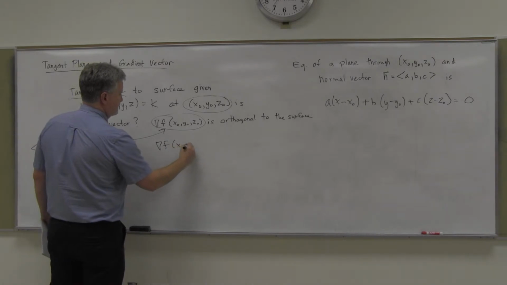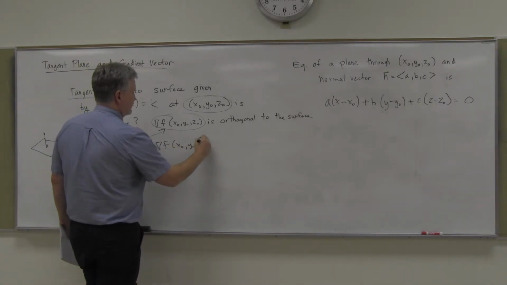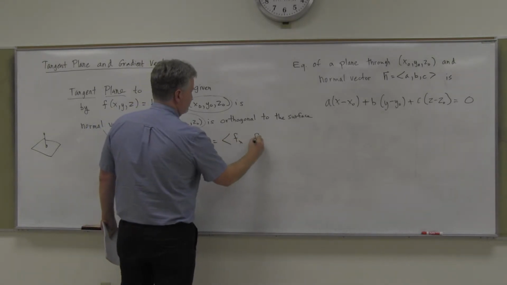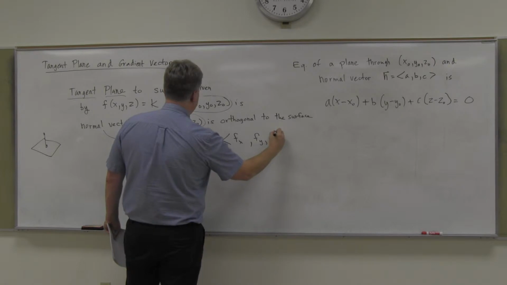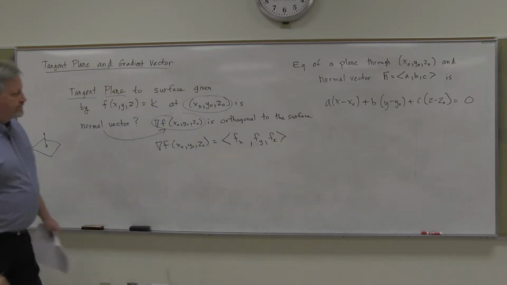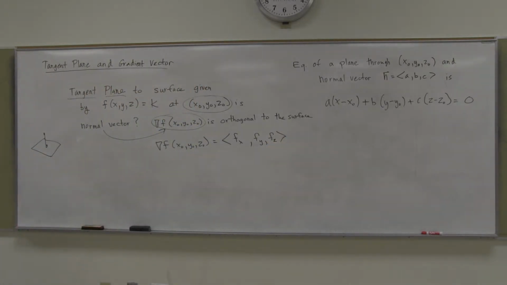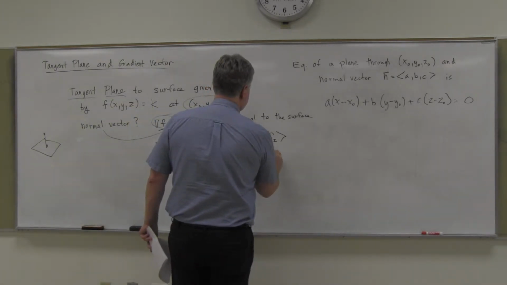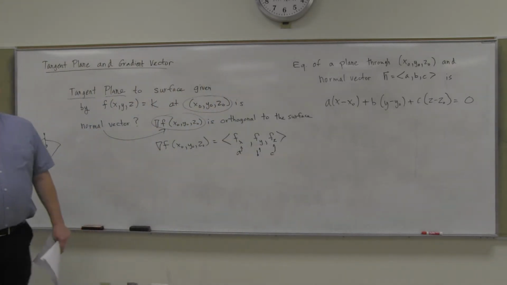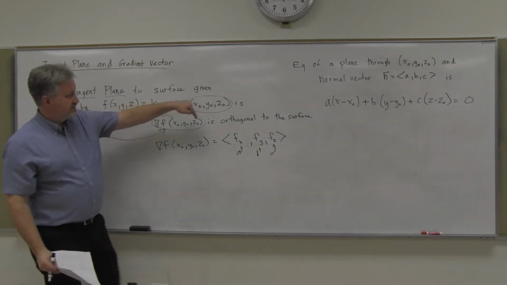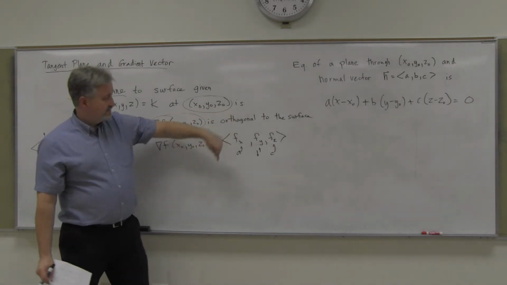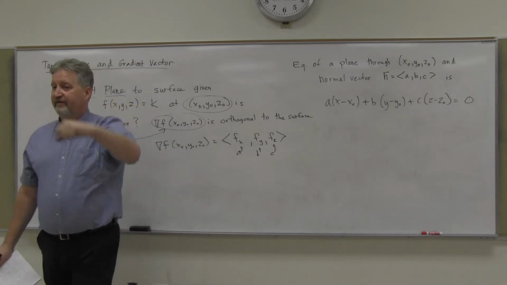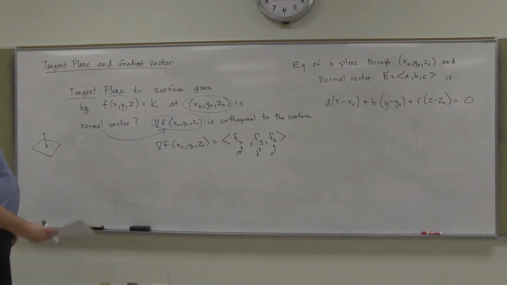And so the gradient of f at x0, y0, z0, you're just going to do the partials. In this case, I'm talking about three partials there. So that's going to be our A, B, and C. A is going to be the partial with respect to x, B is going to be the partial with respect to y, C is going to be the partial with respect to z.